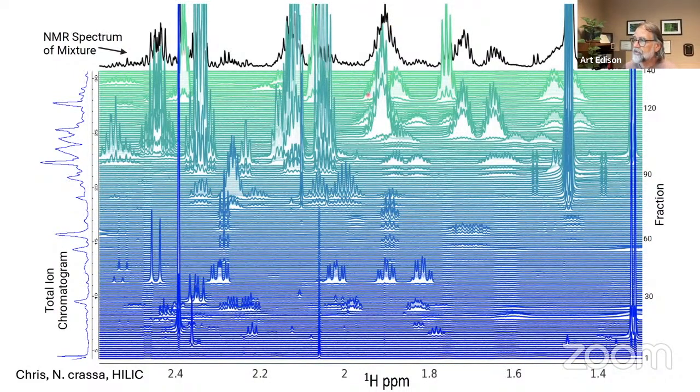But what you see in the fractions, I think, is pretty amazing. Here's a species, here's a species, here's a species. There's something else going on back here. Here's something else. None of these things would be apparent as individual molecules had Chris not separated this by HILIC chromatography in this case. So it really is eye-opening to us to realize just how much overlap we are dealing with in NMR. And I have to say that I think this is one of the problems in NMR metabolomics.